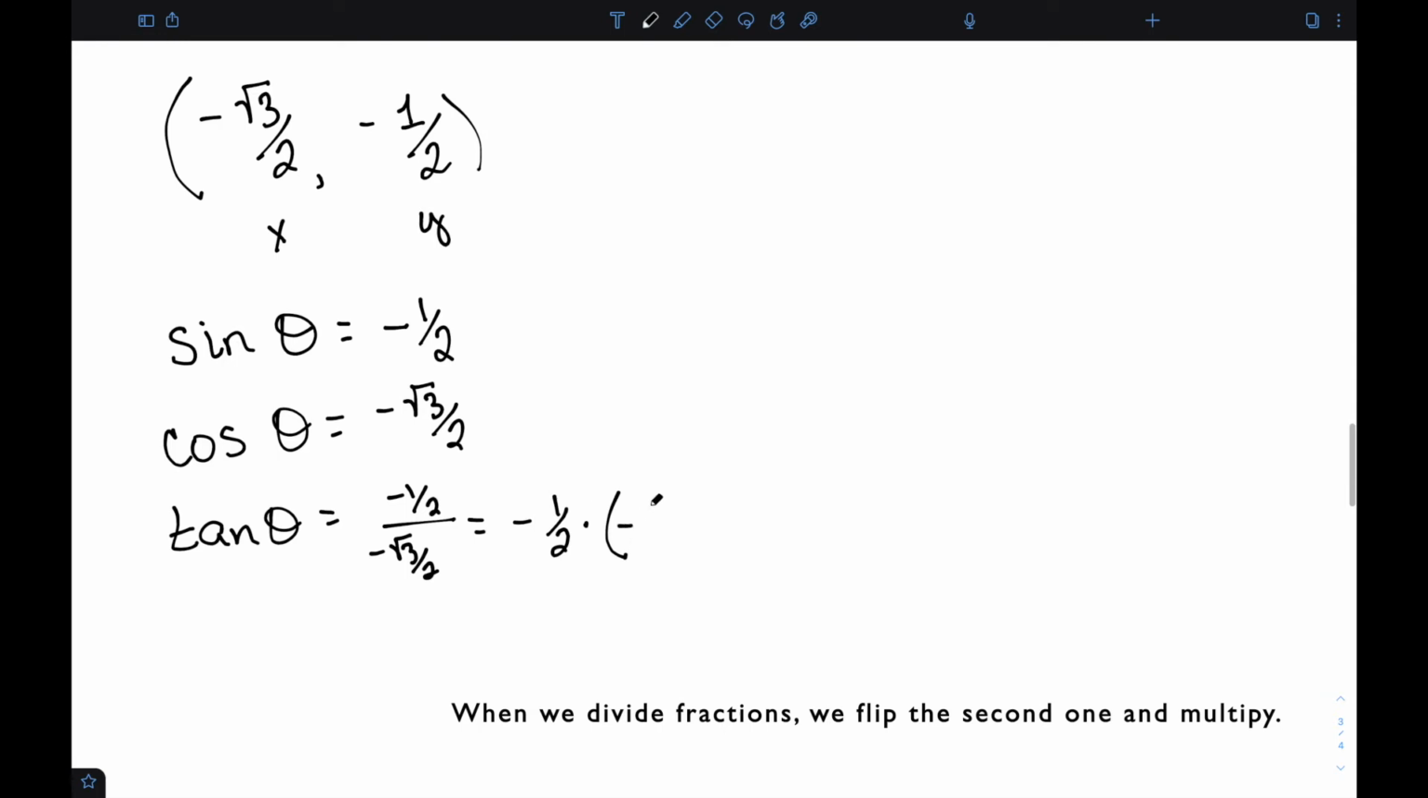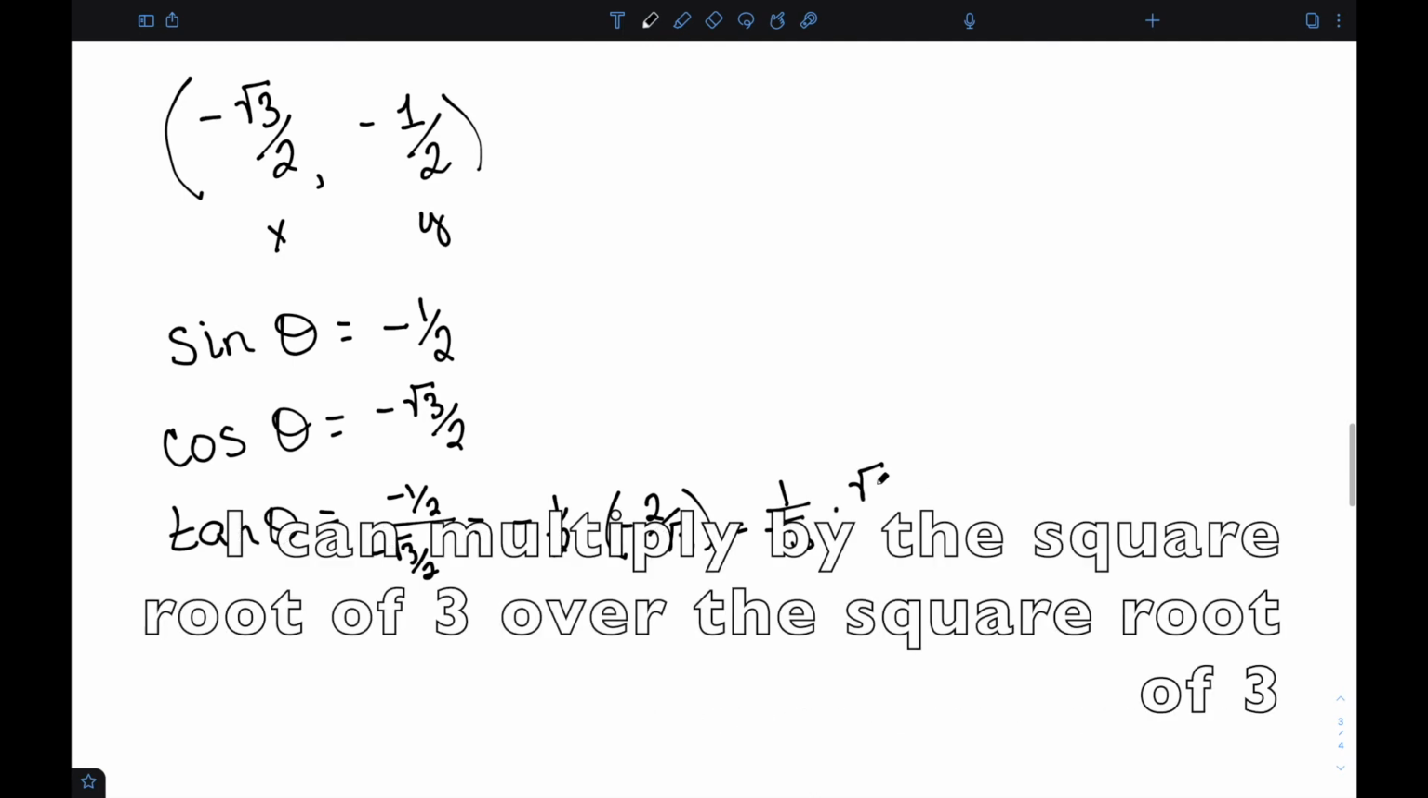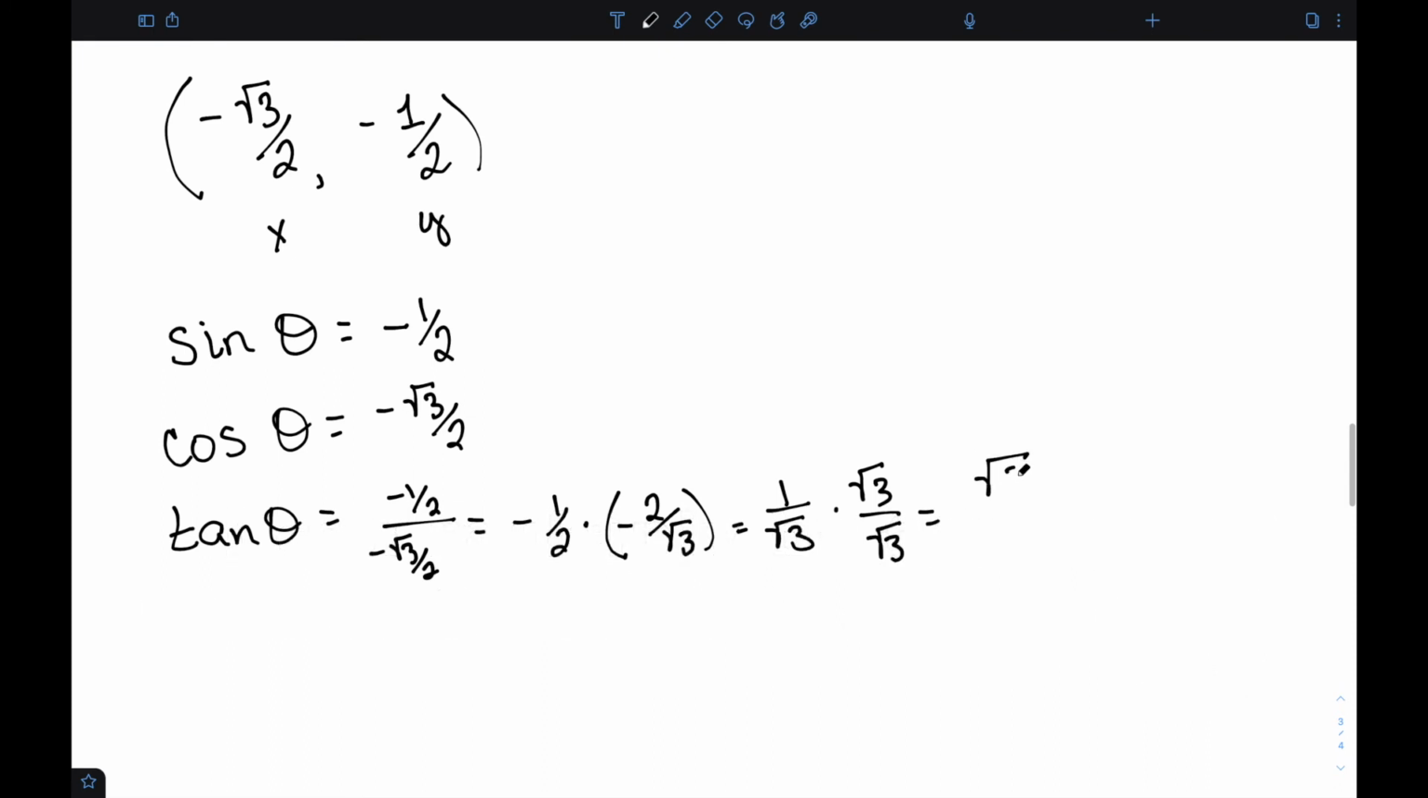When we divide fractions, we flip the second one and multiply. This ends up being 1 over the square root of 3. I can multiply by the square root of 3 over the square root of 3 to get the square root of 3 over 3.